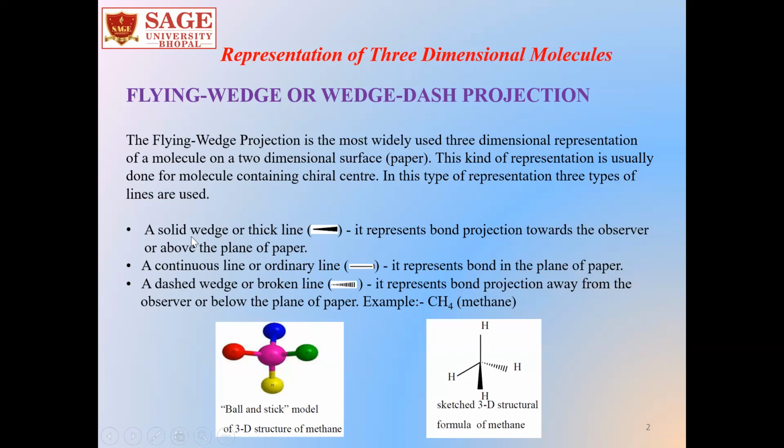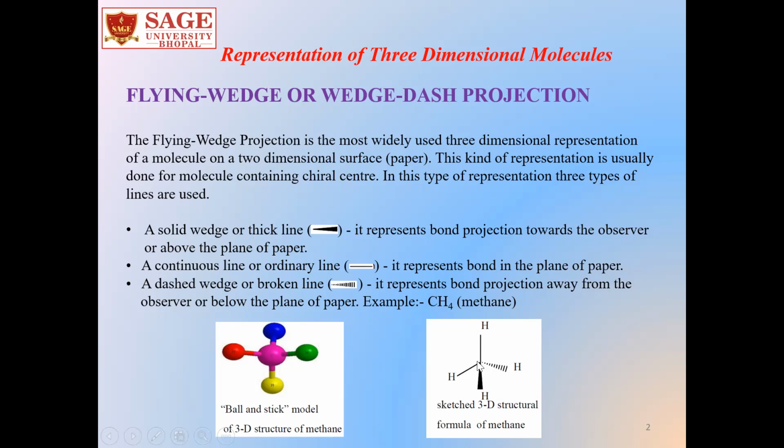The first one is a solid wedge or thick line, which represents a bond projecting towards the observer or above the plane of paper. The second one is a continuous line or ordinary line, which represents a bond in the plane of paper. And the third one is a dashed wedge or broken line, which represents a bond projecting away from the observer or below the plane of paper.